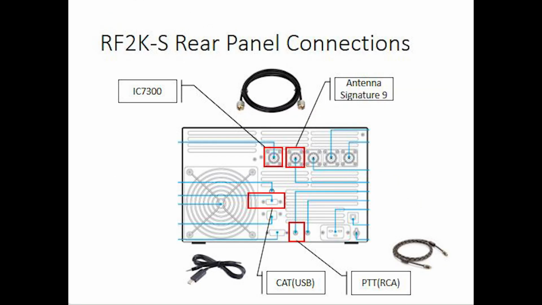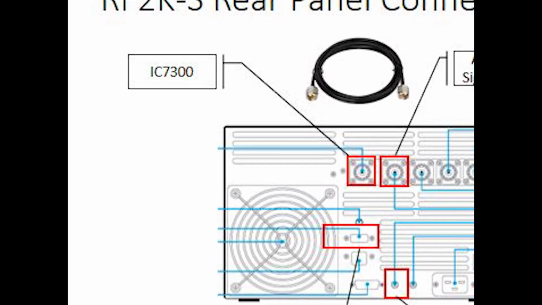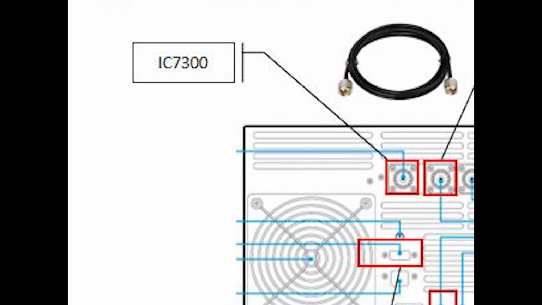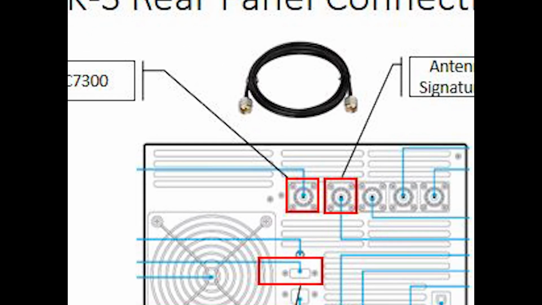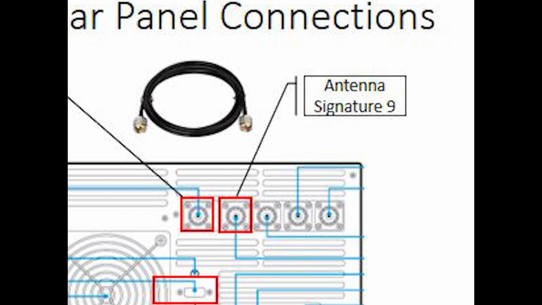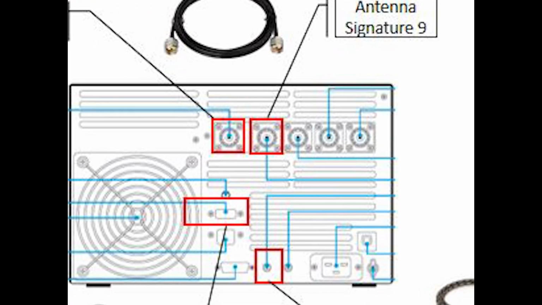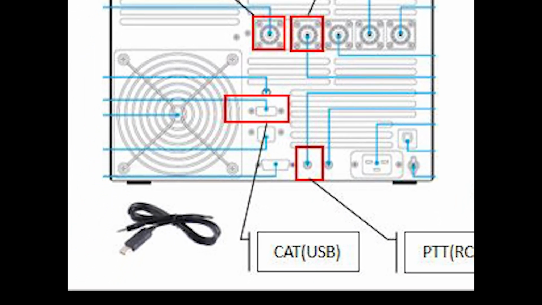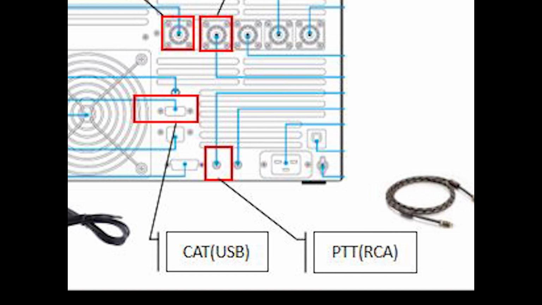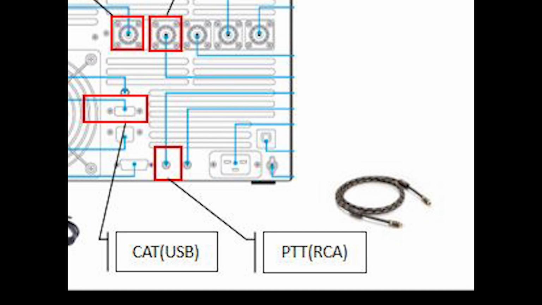Over on the RF2K-S, you have the input, which is coming from the 7300, and then I would move my connection to the antenna from the 7300 to, in this case, antenna 1 of the RF2K-S. Then towards the middle, you have the USB connector. That's where the CAT cable goes. And then finally, at the bottom, you have the push-to-talk, which is an RCA to RCA connector.